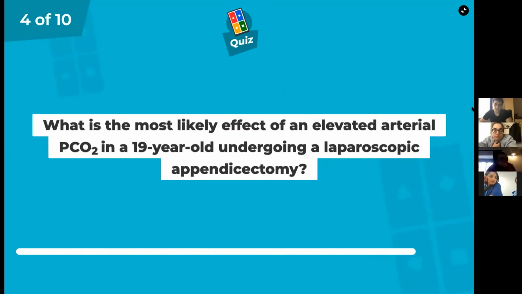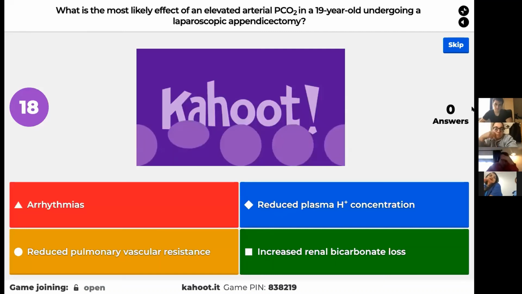This is an SBA that I adapted. So what is the most likely effect of an elevated arterial PCO2 in a 19-year-old undergoing a laparoscopic appendicectomy? We do occasionally get a very odd question like this.